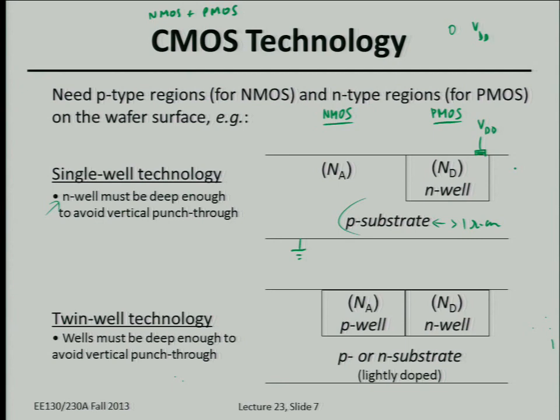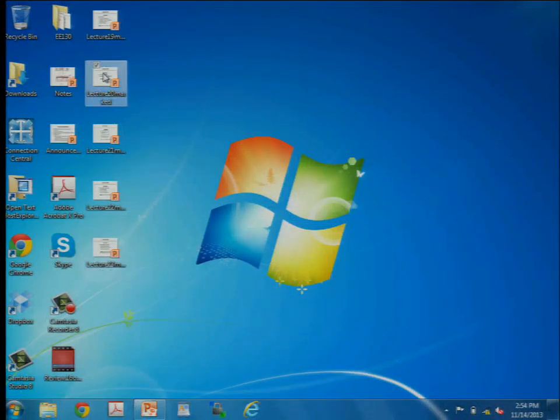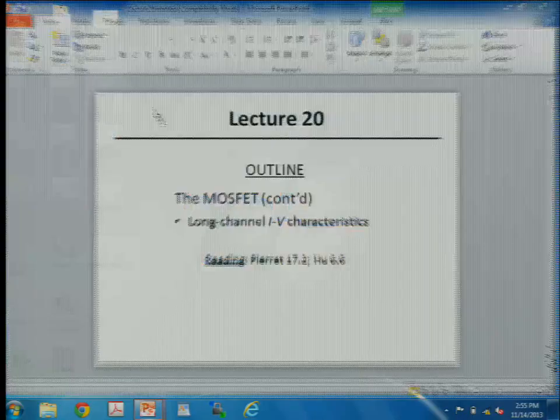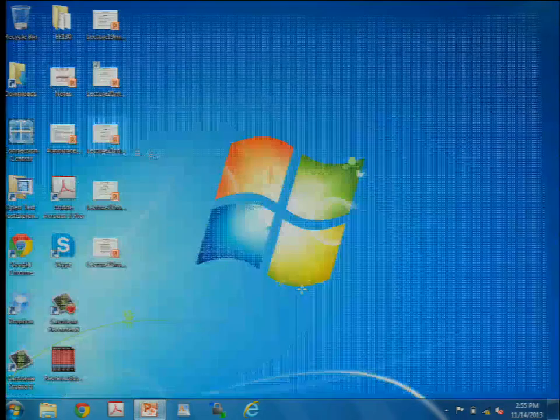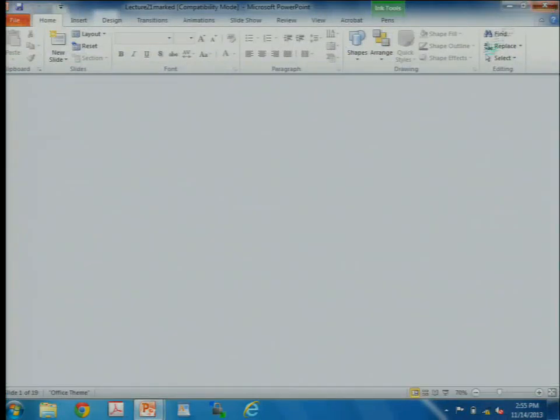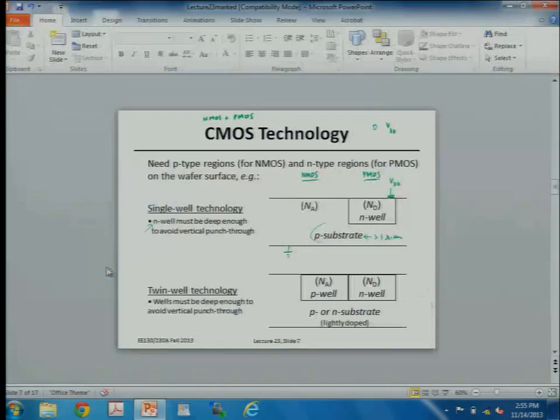Let me just find the CMOS circuits. Is it here? Okay, remember we were talking about the simple NAND gate and NOR gate. Usually the pull-up transistors are all in one well, and the pull-down transistor networks are all in another well. So usually the wells hold multiple transistors.